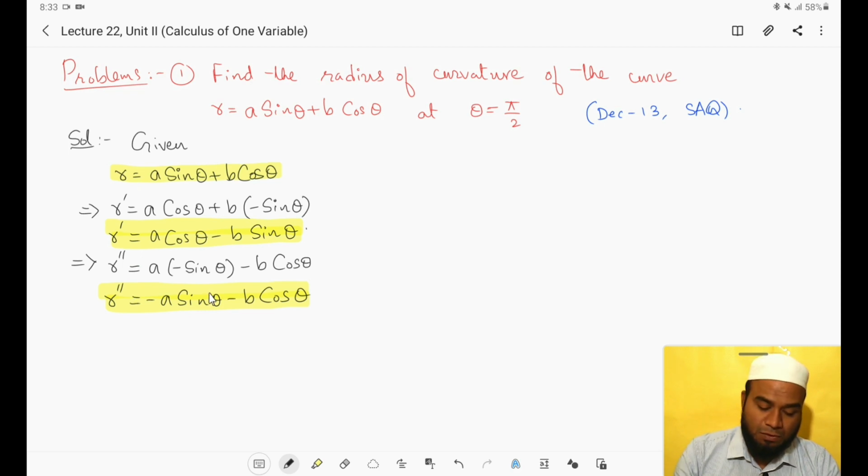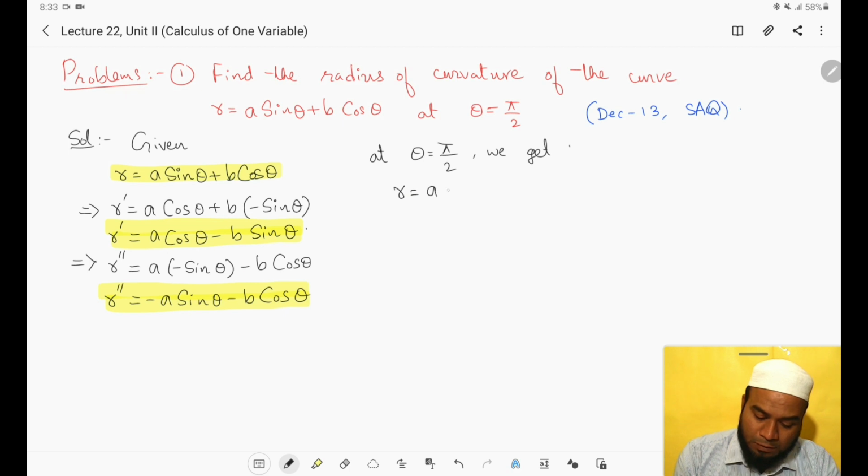So at theta equals pi by 2, let us substitute theta equals pi by 2 in r. At theta equals pi by 2, what we get here is r equals a into sine pi by 2.